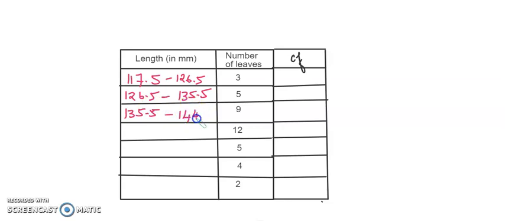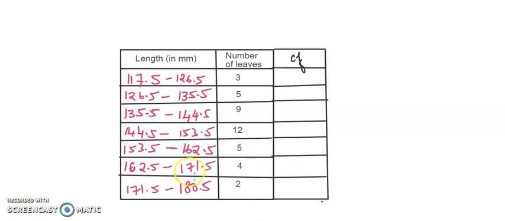Next is 144.5. Upper limit is very simple. You are adding it, right? For the lower limit, you have to be cross-checking it. I have 145. Take minus 0.5 will be 144.5. Upper limit added, so it's 153.5. 154 minus 0.5 is 153.5. 162.5 because we are adding. Then 163 subtracted by 0.5 is 162.5.